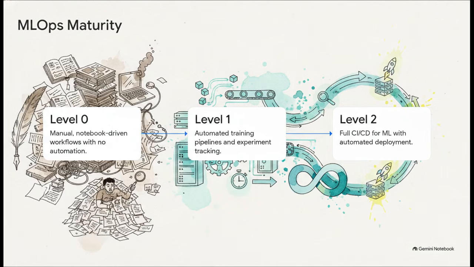But the ultimate goal? That's level 2. This is full CI/CD, continuous integration and continuous deployment for machine learning. Think of it like putting your ML on autopilot. Pipeline changes trigger automated retraining, evaluation, and deployment, totally without human intervention.